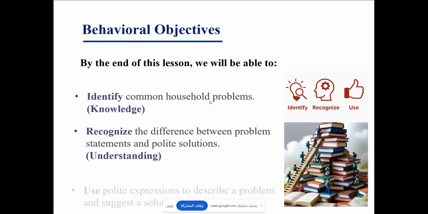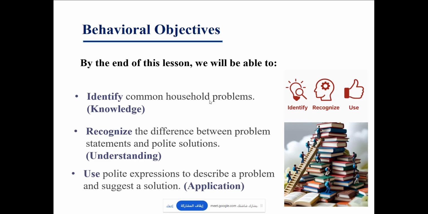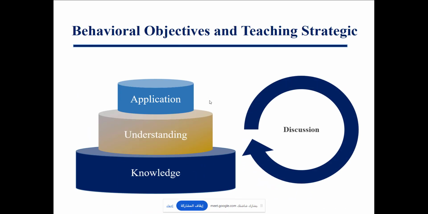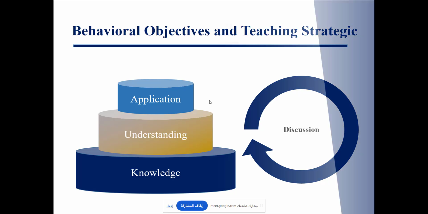By the end of this lesson, we will be able to identify common household problems, recognize the difference between a problem and a polite solution, and use polite expressions to describe a problem and suggest a solution. These objectives cover three levels: knowledge, understanding, and application. And you will practice all of them today.